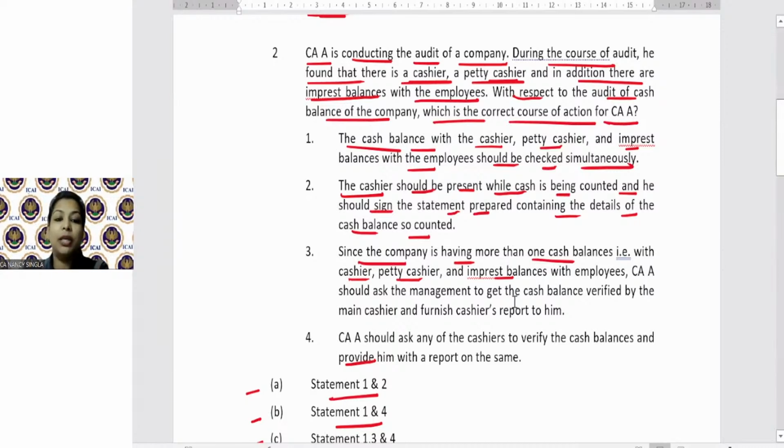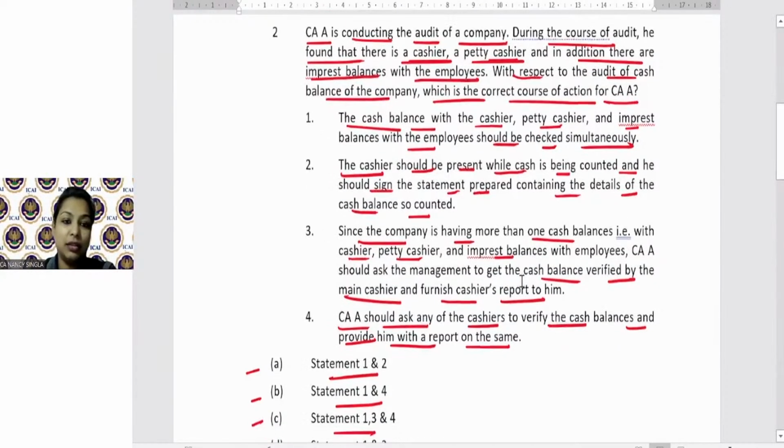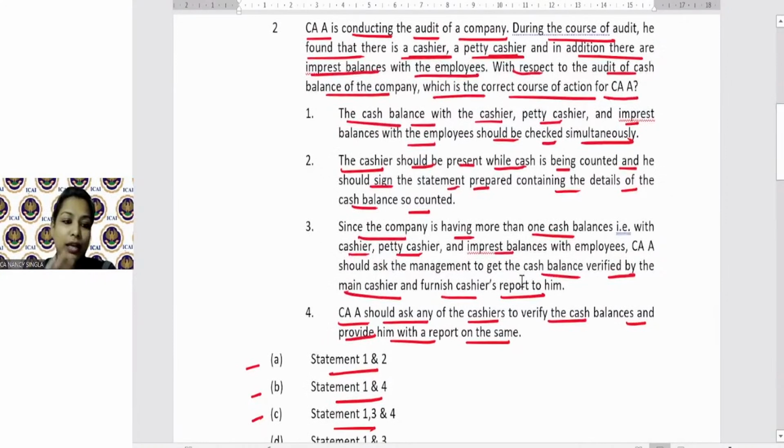CA should ask the management to get the cash balance verified by the main cashier and furnish cashier's report to him. And the fourth statement says CA should ask any of the cashiers to verify the cash balance and provide him a report on the same. Okay? So read these statements carefully. I'm waiting for your replies. And students, please, I need correct answers. है ना? आपको जितना time लेना है, like you have 1 minute. You may take that 1 minute. Read this question along with these 4 statements and then the options.